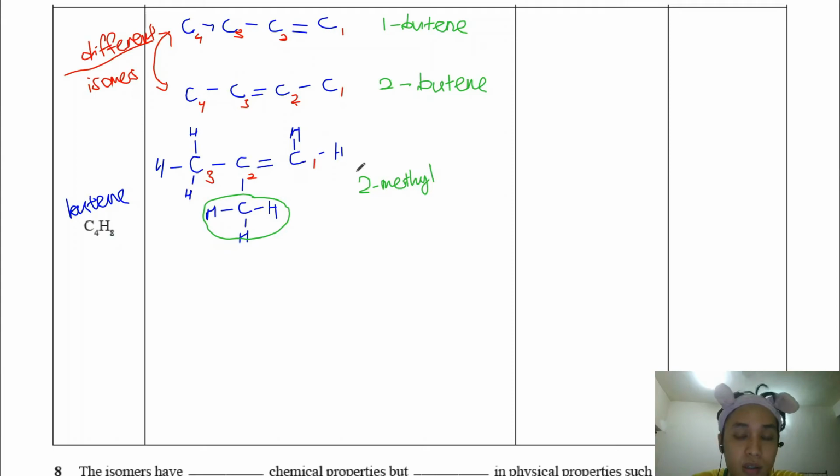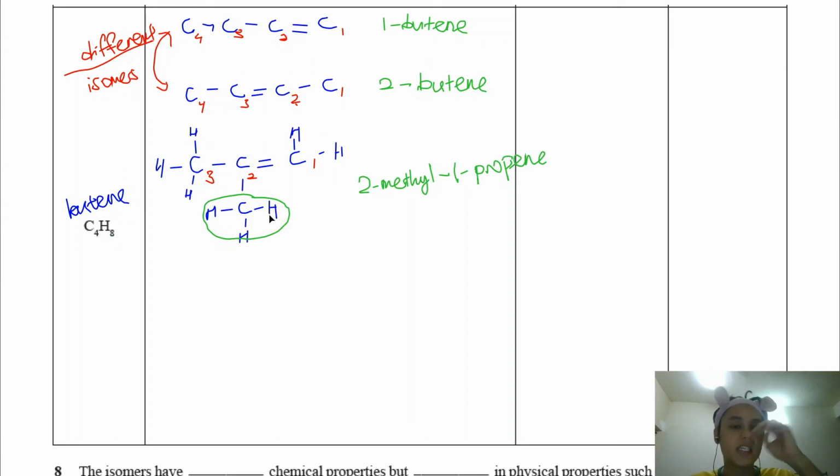Okay, this one is 1 propene, because the double bond is at the first carbon. Now in this case, if I shift the double bond to this side, it's the same thing. This one becomes carbon 1, because the double bond must always get the lowest number. If I shift the double bond here, this one will become carbon 1, then this one will become the side chain.